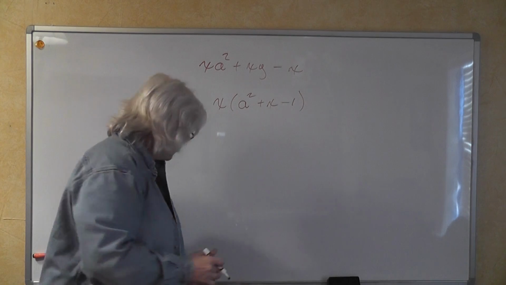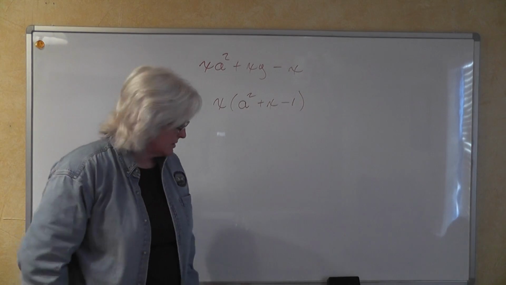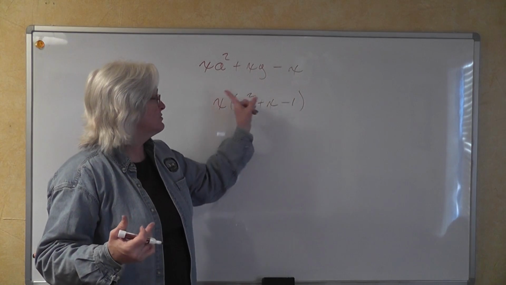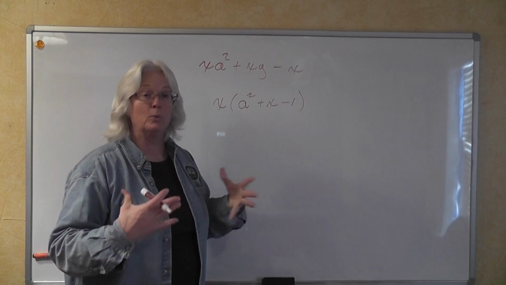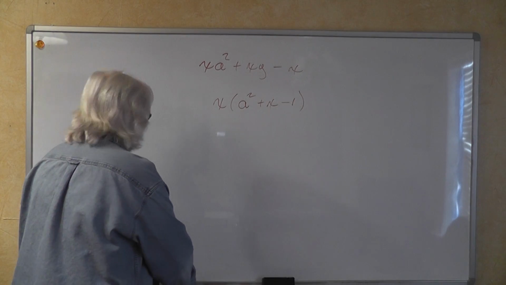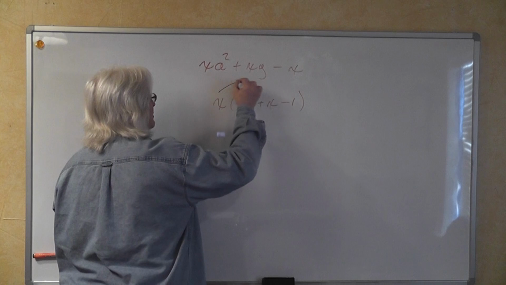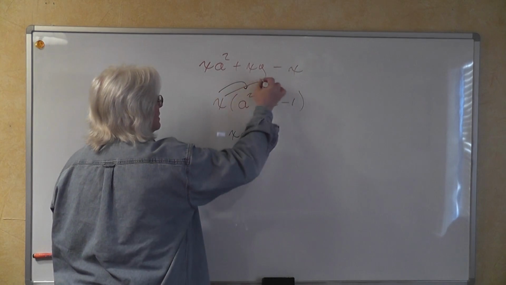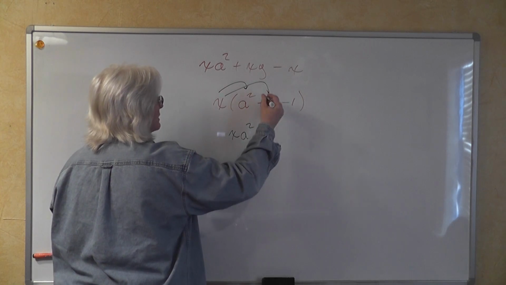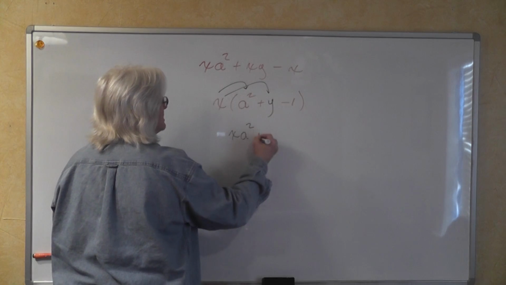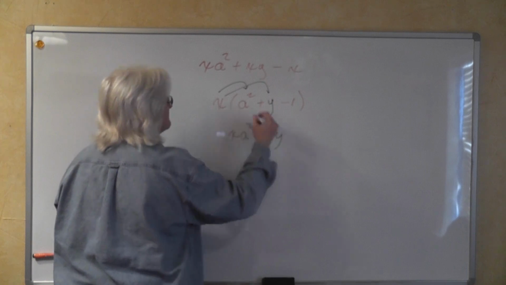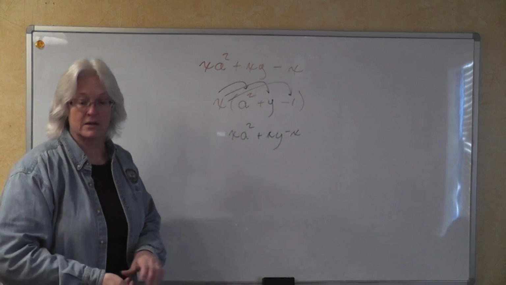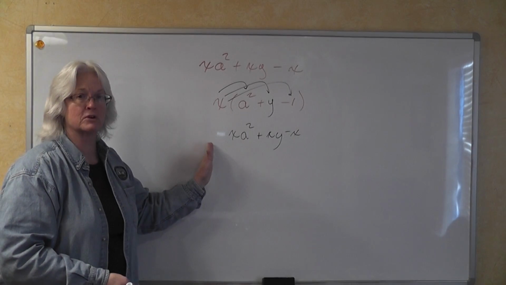And if you will always take the time to apply the distributive property back, you will be able to automatically verify that you've made the right factoring. x times a squared is xa squared. x times y is plus xy. x times a negative 1 is a negative x. So we verify that we factored this correctly.